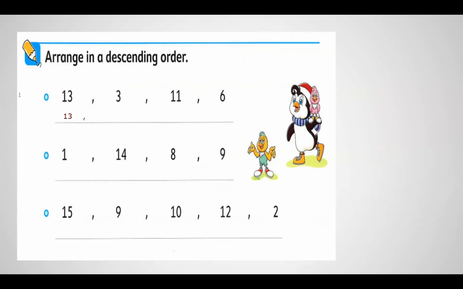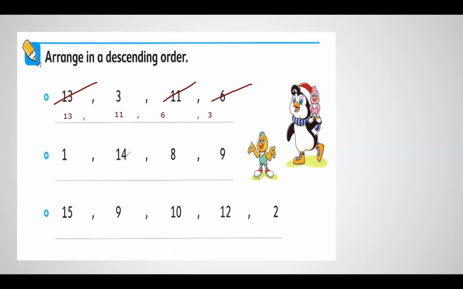And as we said, when we write a number, we will cancel it or cross it out. After 13, 11 will come. So put 11. Now we have 3 and 6. So of course 6 is bigger, so I'm going to write 6. And the last one is 3.